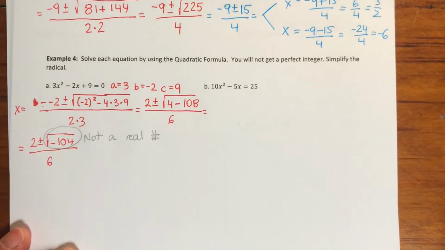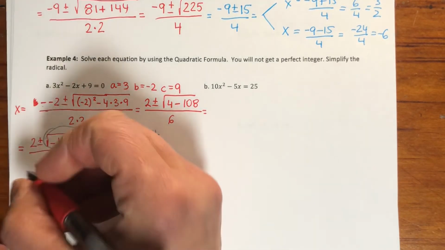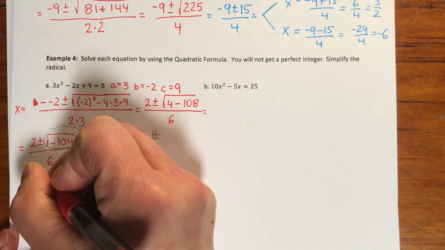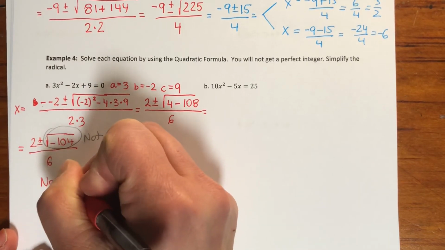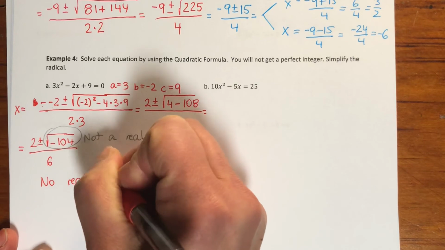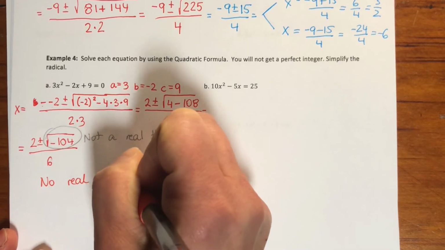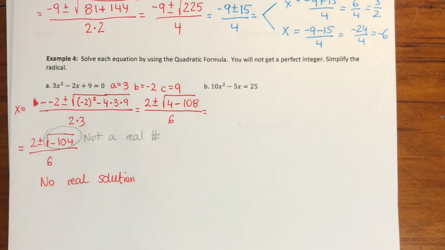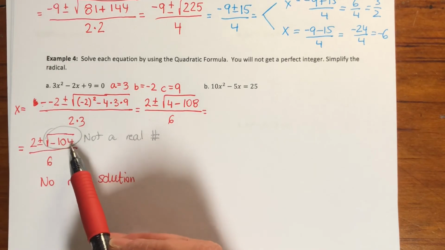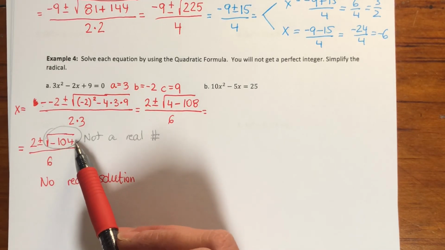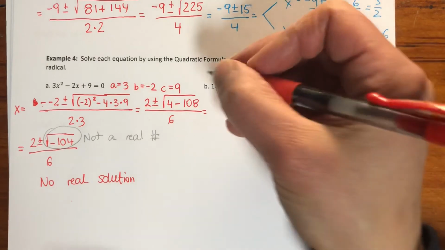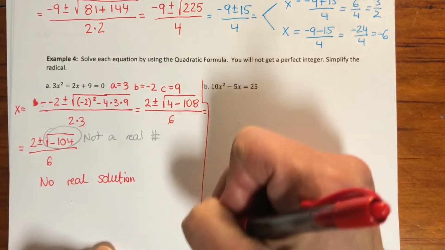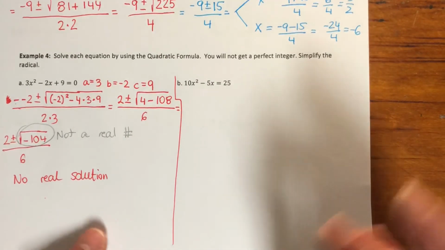Well, at some point in Algebra 2, you are going to learn that this is an imaginary number. So this equation is not going to have a solution. So we are going to say no real solution. Okay? So something for you to keep in mind. If you get the square root of a number that is negative, there is not going to be any solution. Done.